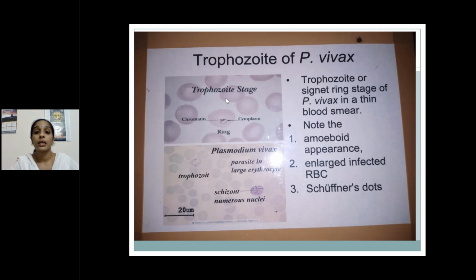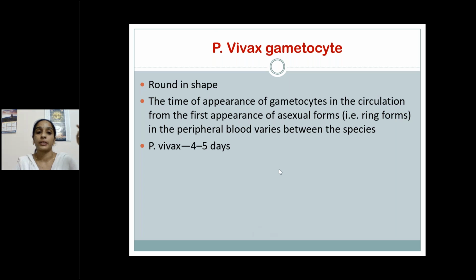See, these are the trophozoites of Plasmodium vivax. Here we can see only a single ring per one RBC. We can see multiple rings in case of Plasmodium falciparum. Next, gametocyte. The gametocyte of Plasmodium vivax is round in shape. In case of Plasmodium falciparum, the shape is crescentic or banana shaped. But for vivax, round shaped gametocytes.